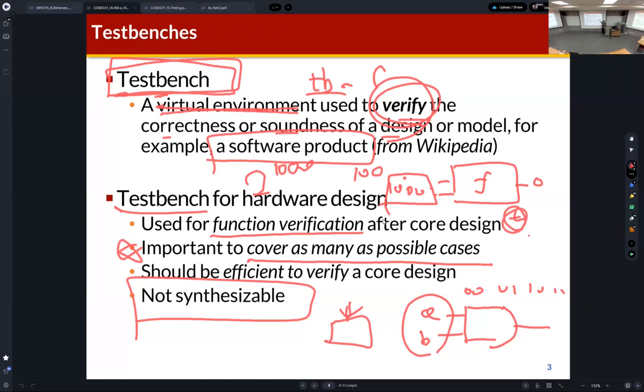Volume is okay. Is it okay? The volume is okay.